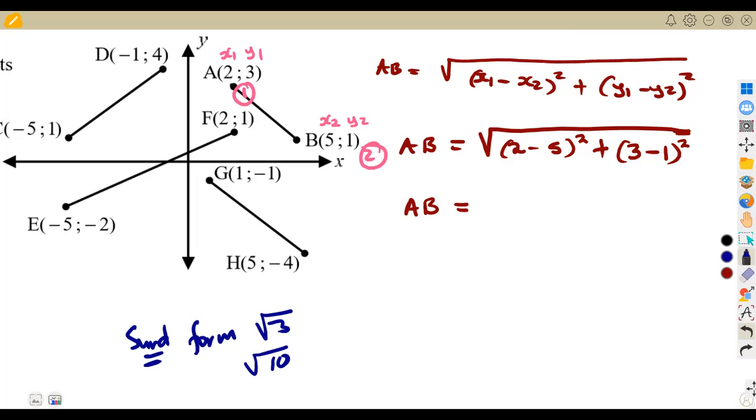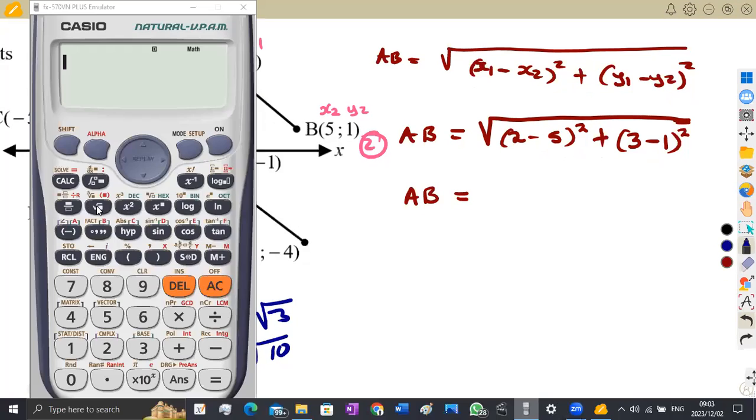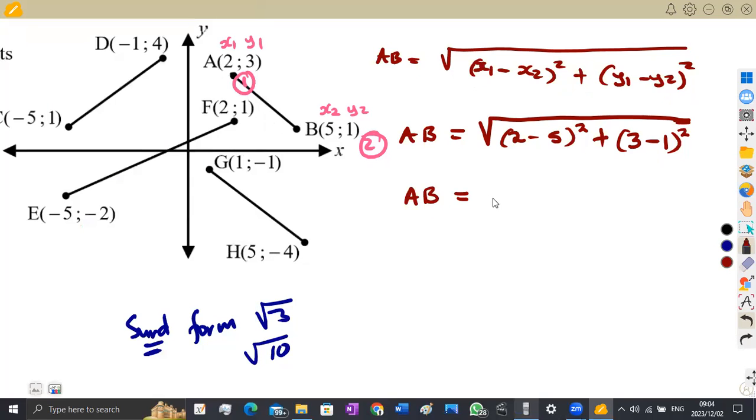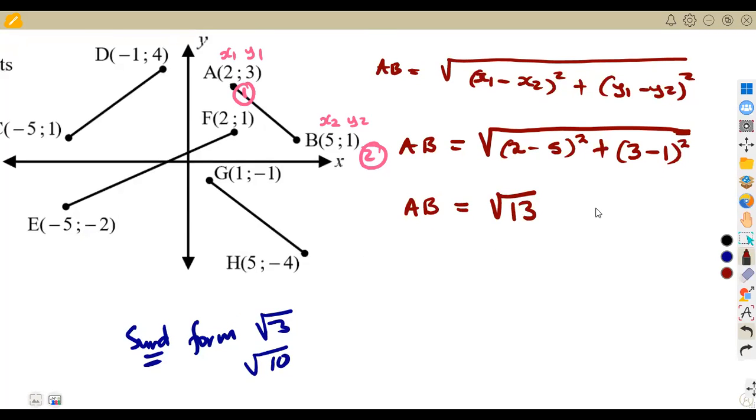So if it is like that, you just need your calculator to simplify everything. That's going to be the square root of, you open the bracket, 2 minus 5 squared, plus, open the other bracket, 3 minus 1 squared, like that, which is going to be the square root of 13. So the length of AB is equal to the square root of 13 in surd form, which represents what? The length, so just write the units.